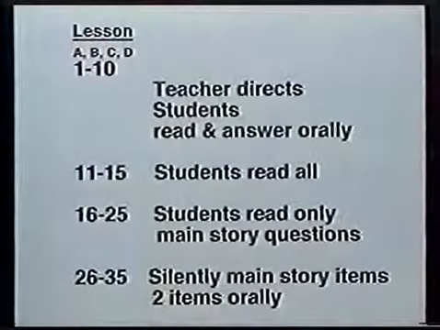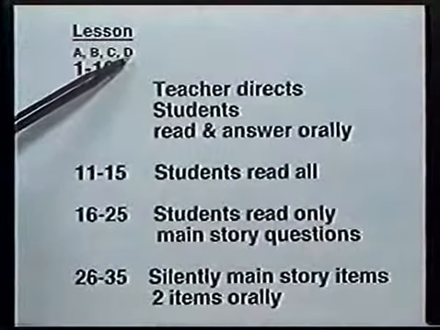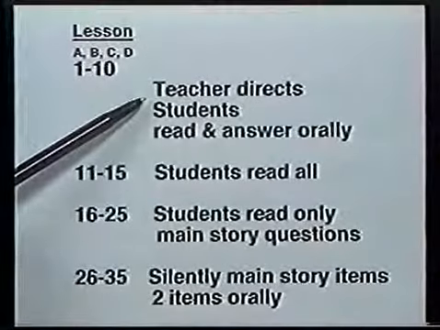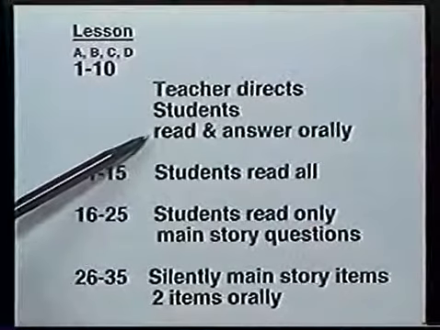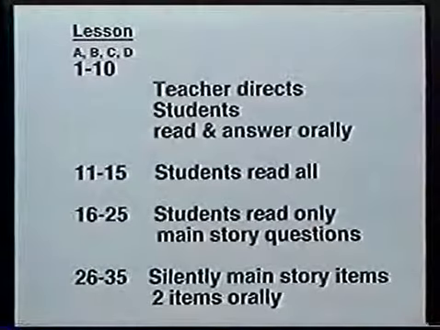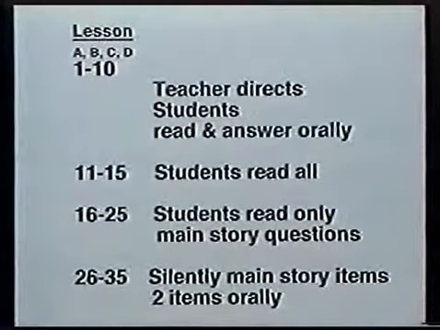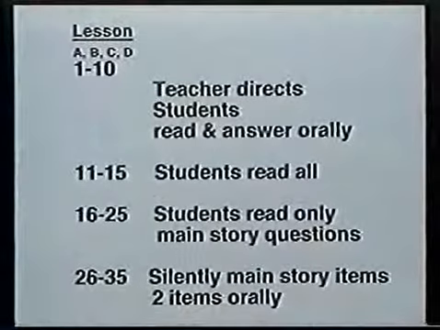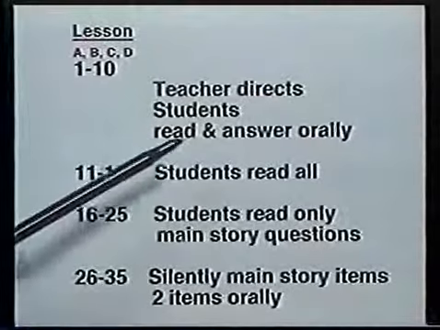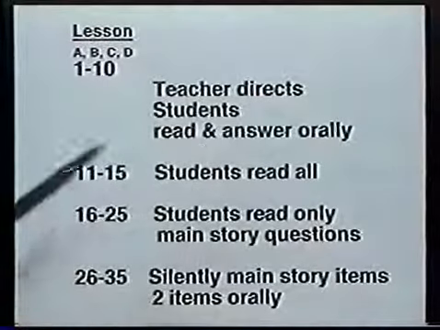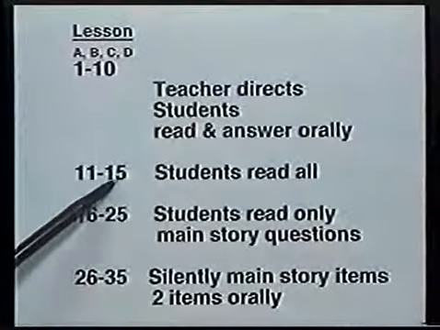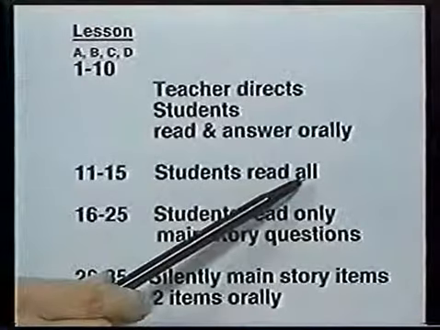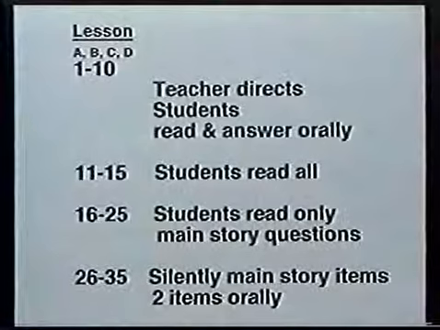In lessons A, B, C, and D, and lessons 1 to 10, the teacher directs individuals from the group through oral reading of all the workbook items. Reading the items is designed to ensure that the students are able to decode the questions. Then the teacher directs the students to answer orally. This prompts remembering. For lessons 11 to 15, the teacher directs individuals to read all the workbook items, but now students must recall the answers.